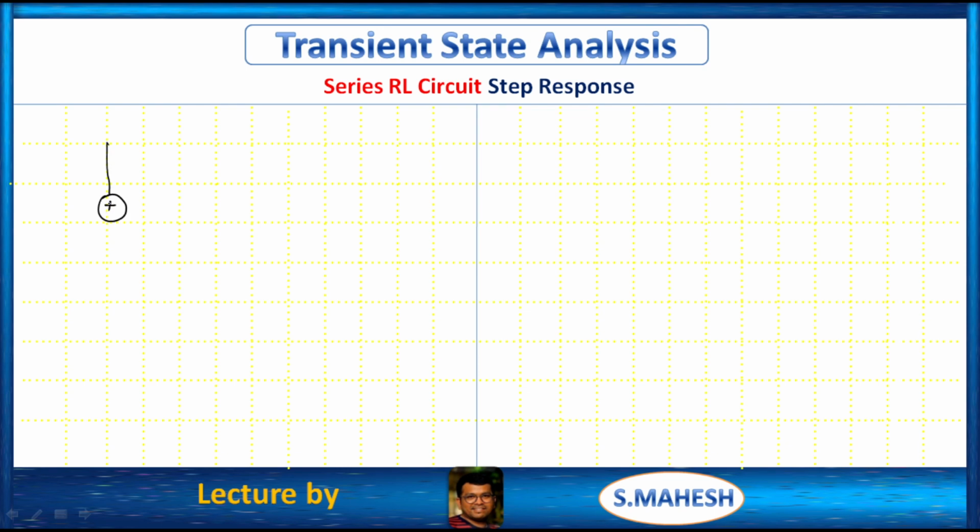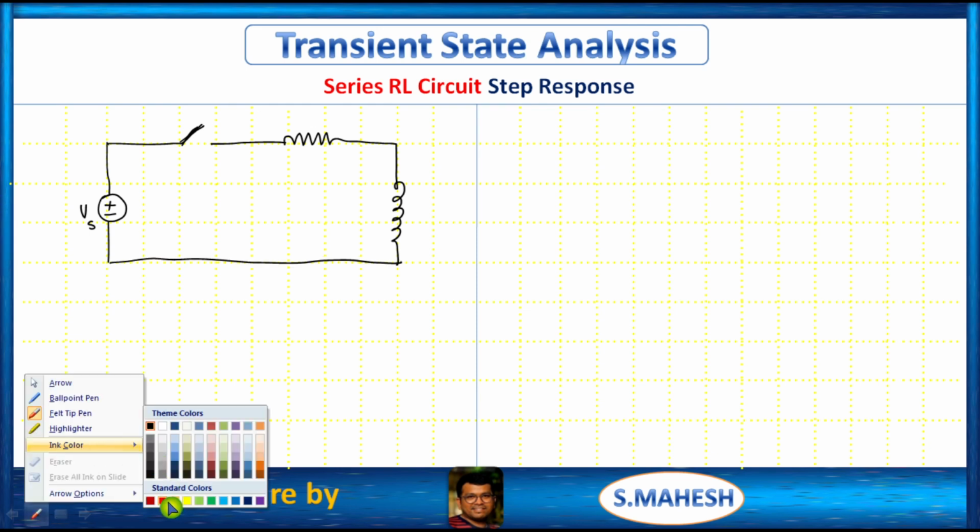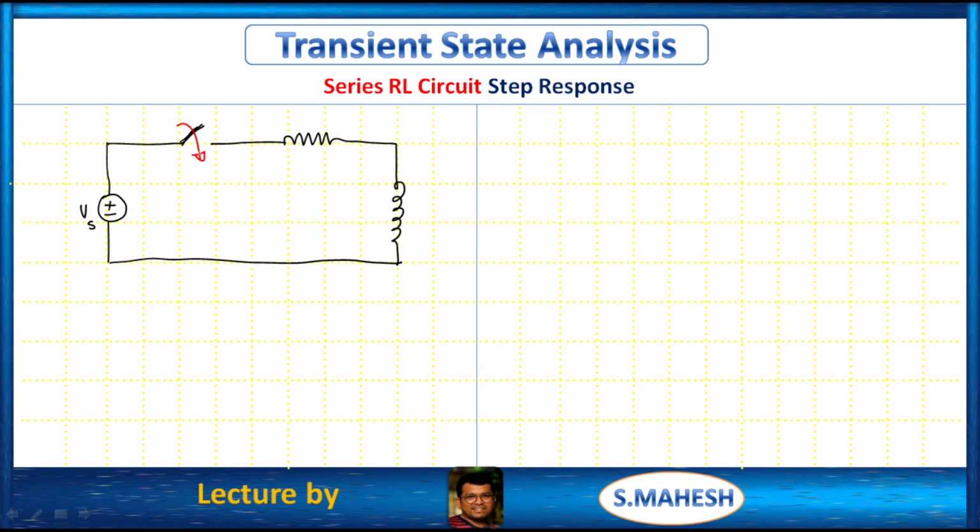We have a supply voltage, the DC excitation Vs, and we have a switch, right? Then a resistance. Finally we have an inductor which is connected in series with this resistance. That's it, right? Switch, R, L. Let us say this current is i(t).